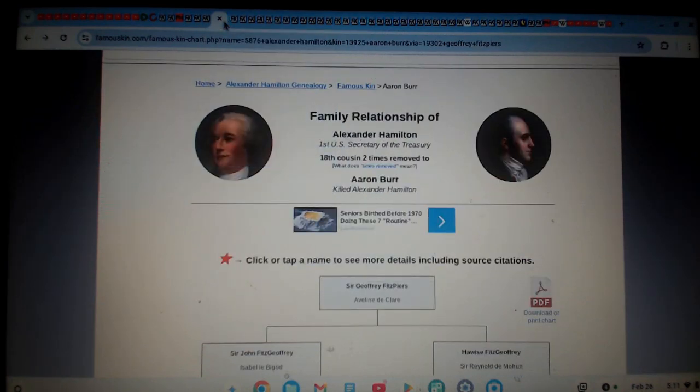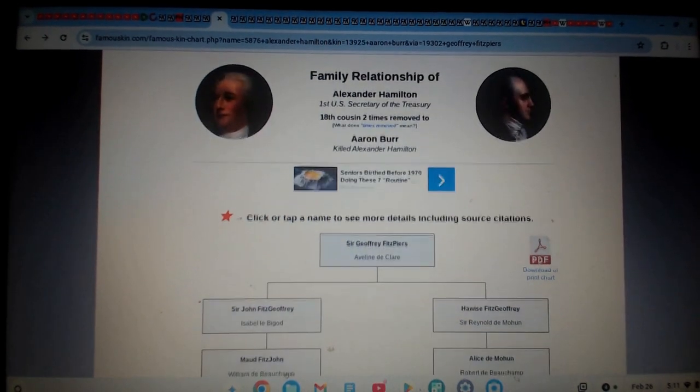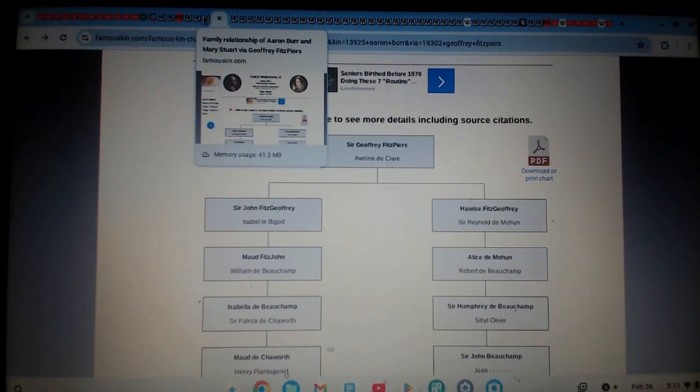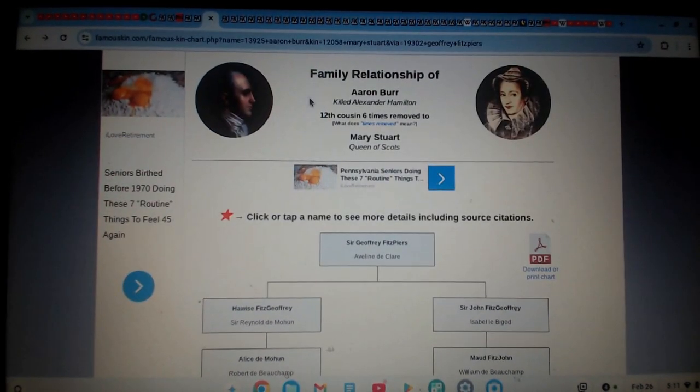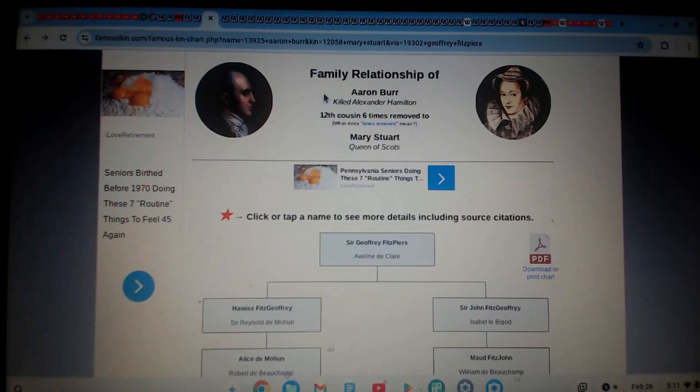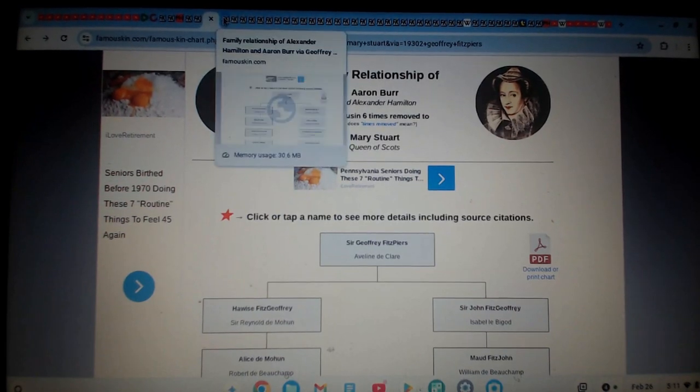Well, how about Alexander Hamilton and Aaron Burr? Wow, look at this. They have the same grandparents. If we just said who was that we were just talking about? We were talking about Aaron Burr and the Queen of Scots, right? Mary Stuart. They have Sir Geoffrey and Evelyn de Clare. Oh wow. Who else has that same?